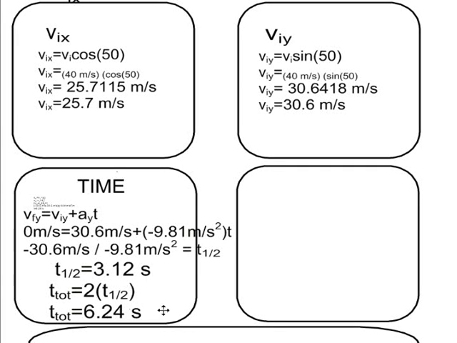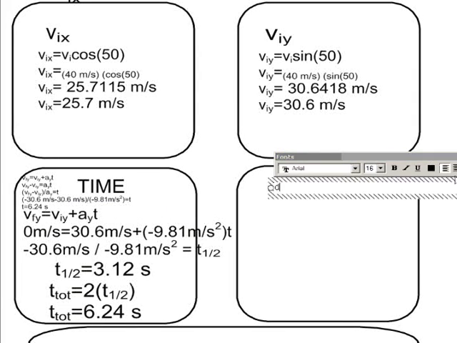Okay, so here I have solved for the half time, which is 3.12 seconds, and to get the total time, I get 2 times that half time, which was 6.24 seconds. Again, this is the same answer as I previously got before. So you can see that it is the same answer. So 2 different ways, the same answer.